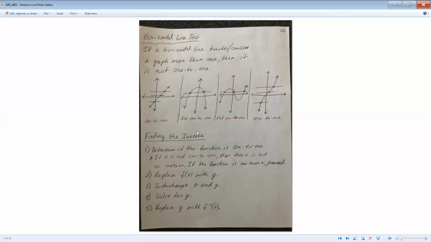So the steps to finding the inverse of a function. First, you need to determine if the function is one-to-one. Once again, if it is not one-to-one, then there is not an inverse, so you don't have to continue on. But if the function is one-to-one, you continue on with steps 2 through 5. Once you establish whether it's one-to-one, you replace f of x with y. Then you interchange x and y, solve for y, and then for your final step, you replace your notation of y with f inverse of x.